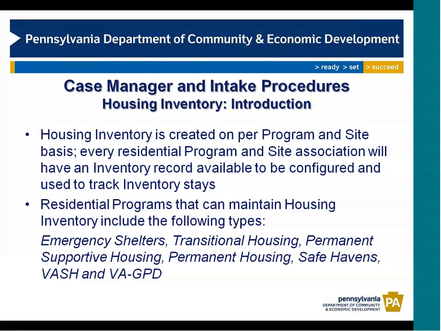Every program and site combination or association will have their own inventory. And basically, inventory gets created on the fly. There's nothing that needs to be done. Residential programs that can maintain housing inventory include the following types: emergency shelters, transitional housing programs, permanent supportive housing programs, permanent housing, safe havens, as well as a couple VA-funded programs, which are VASH and VA GVP, which is Grant Per Diem, which is actually a type of transitional housing program.